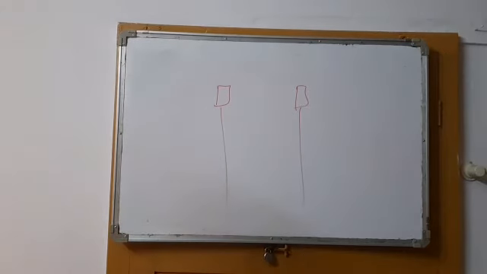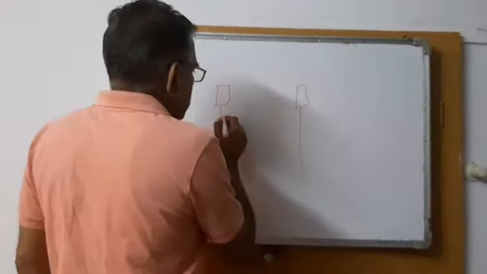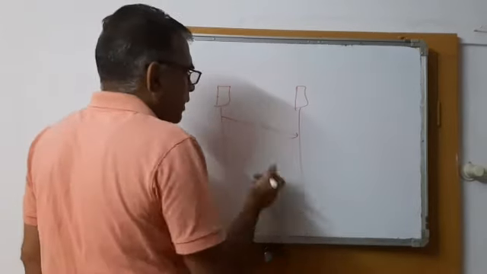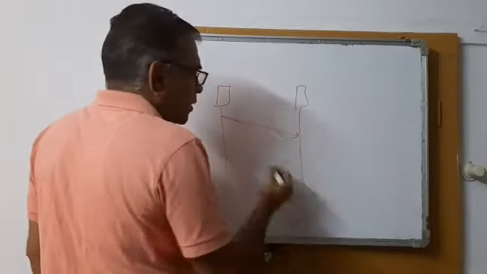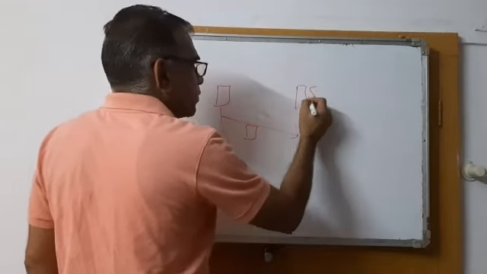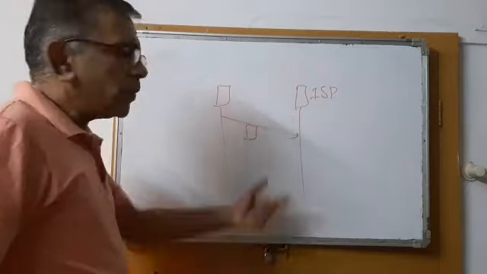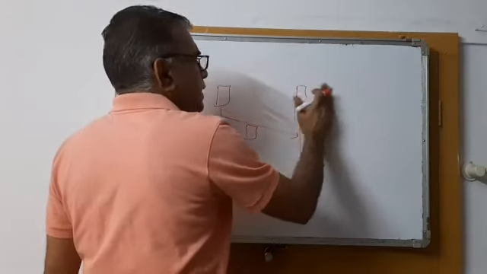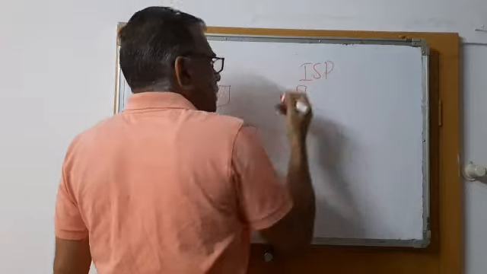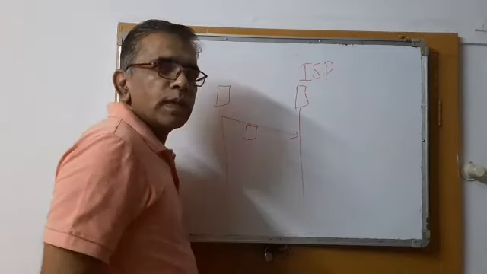Now, how exactly does DHCP work? Normally, the machine which wants to get connected to the internet first requests an IP address from the service provider, the ISP's DHCP server. It may be anything, but for understanding, I am taking it as an ISP's DHCP server. It is requesting an IP address.